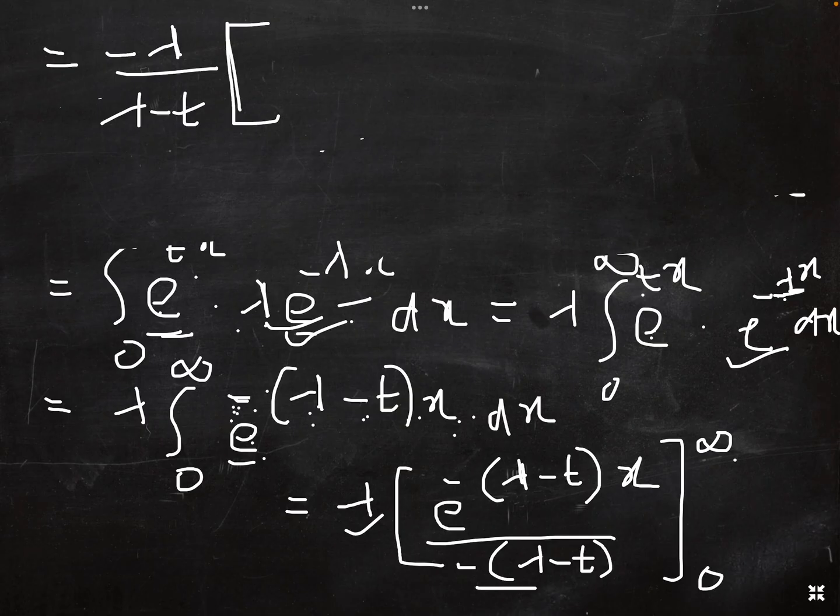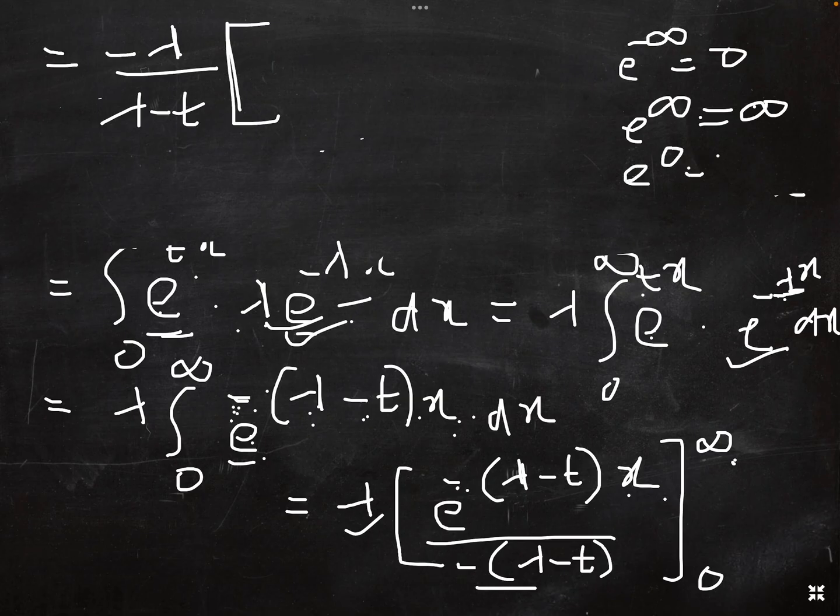Now apply the limit. E raised to minus x, put x is equal to infinity, we get e raised to minus infinity. Here the result is e raised to minus infinity is equal to 0, e raised to infinity is equal to infinity, and e raised to 0 is equal to 1.